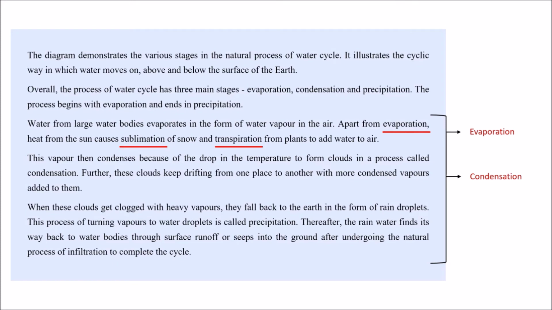Now the last paragraph will focus on precipitation and infiltration. When these clouds get clogged with heavy vapors, they fall back to the earth in the form of rain droplets. This process of turning vapors to water droplets is called precipitation. Thereafter, the rainwater finds its way back to water bodies through surface runoff or seeps into the ground after undergoing the natural process of infiltration to complete the cycle.